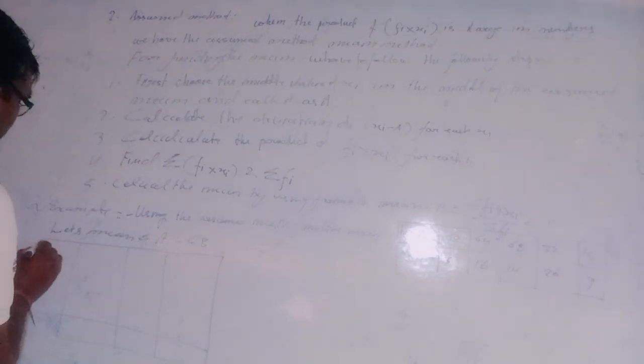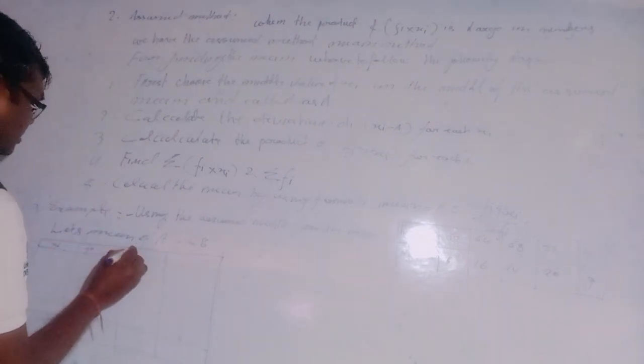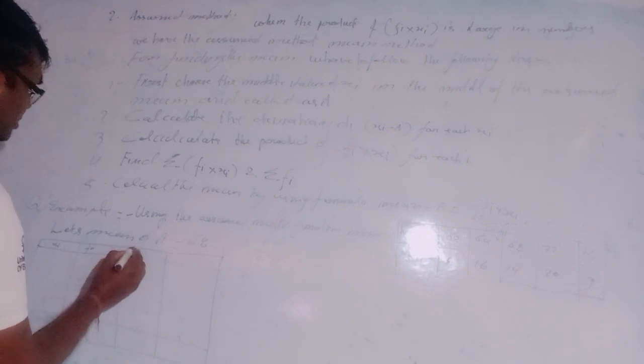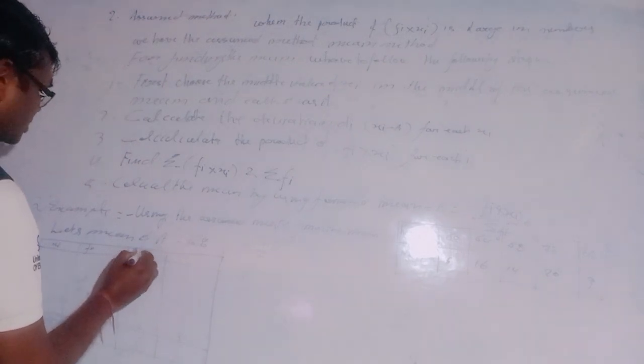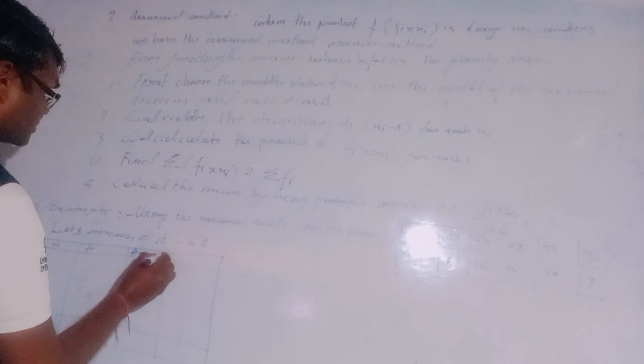Here is the table. First we will write it in table form. The columns are xi, fi, fi into di, and di. The deviation d1 is equal to xi minus A, and then fi into di.